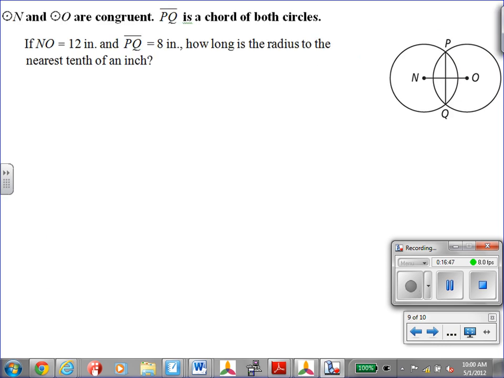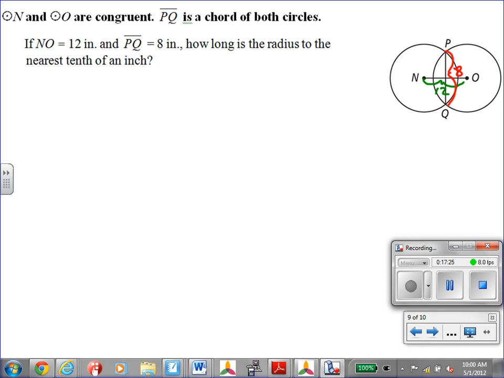In this picture, they're telling you that circle N and circle O are both congruent. PQ is a chord of both circles. You can see that line. It says if NO equals 12, I'm going to go ahead and label stuff. So this whole thing is 12. NO is 12 and PQ equals 8. That's 8. How long is the radius to the nearest tenth of an inch?